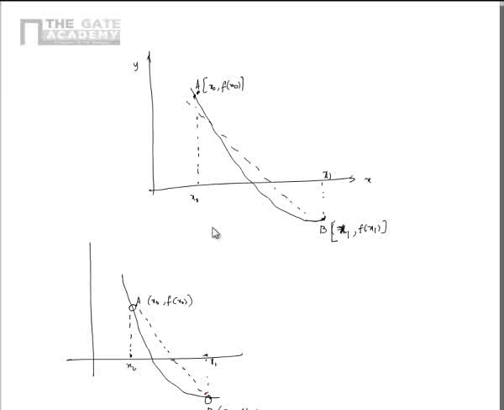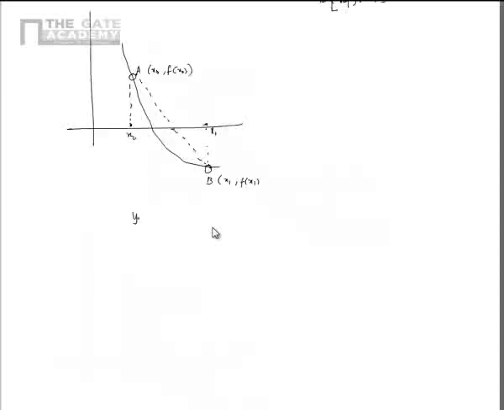Now the equation of this line, because I know the 2 points, I can just write down: y minus y1, taking any point, say A. Then the slope I can just find out. I know 2 points, so it is f of x1 minus f of x0 by x1 minus x0, into x minus x0. So this is the equation of the line joining AB.